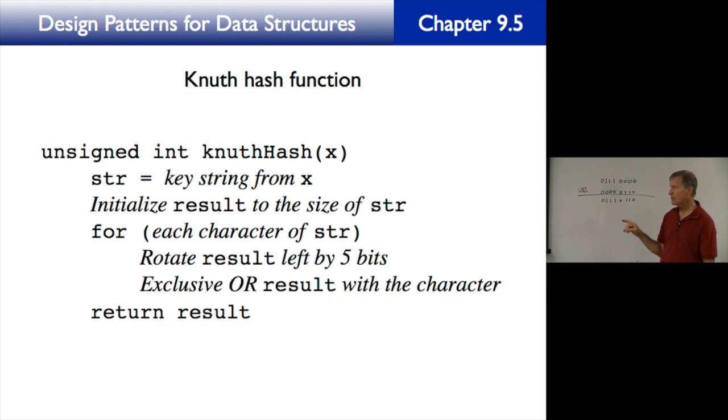And what does it do? Initializes result. And what is going to be the type of result? Unsigned int, because that's what we're going to return. Are you with me? Initialize result. For each character of string, str. Now, str is a C++ string. You can subscript it.